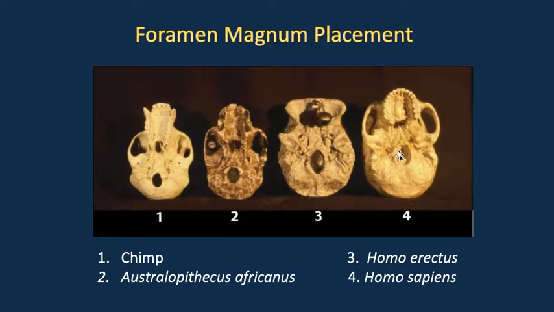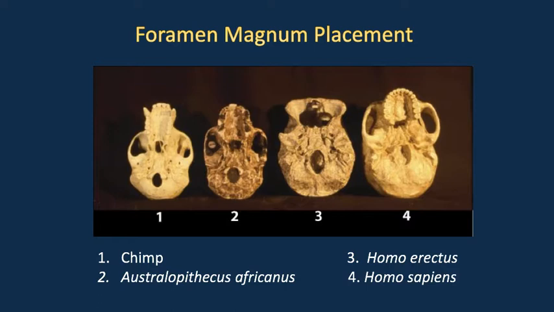So the foramen magnum is a large hole, literally translated, foramen magnum means large hole, on the base of the cranium that the spinal cord passes through. So the spinal cord exits the brain through this hole. Now, it's in a different place on a quadruped than it is on a biped. On a quadruped, such as a chimp, this hole is towards the back of the skull. So it's in what we would call a posterior position.